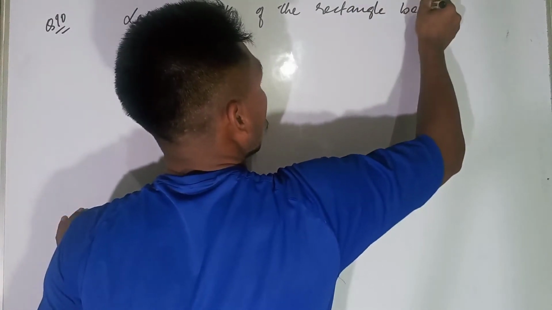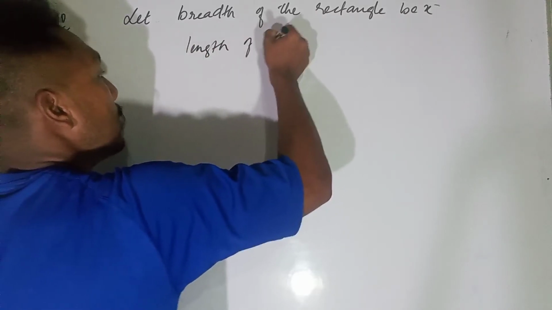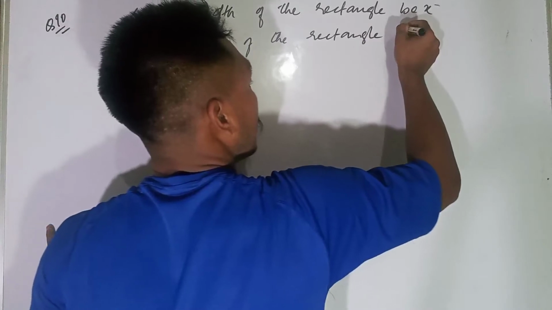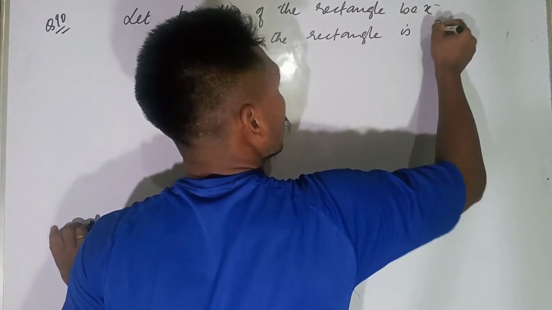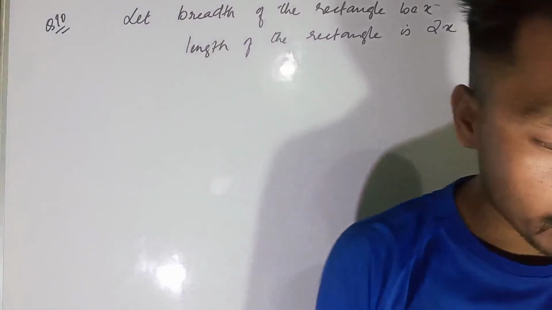Let the breadth of the rectangle be x. The length is how much? The length of the rectangle is 2 times x. Twice its breadth means 2 times the breadth.